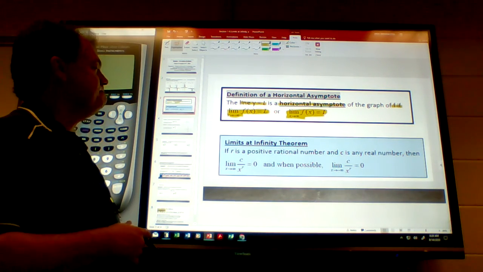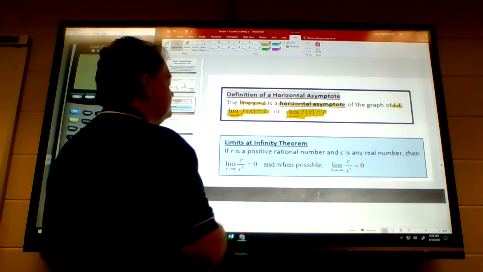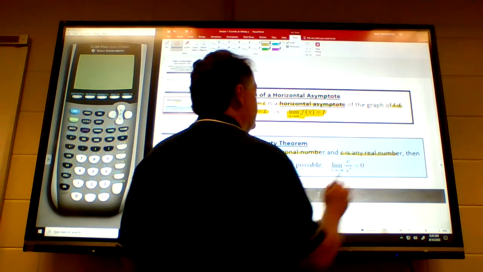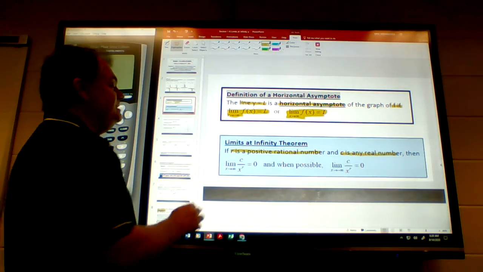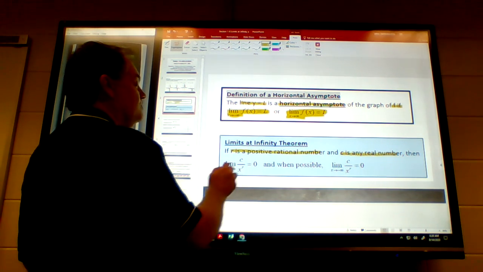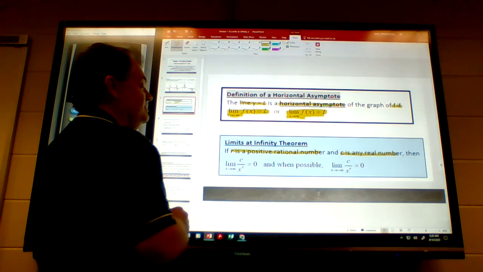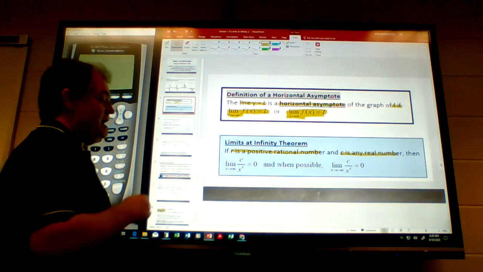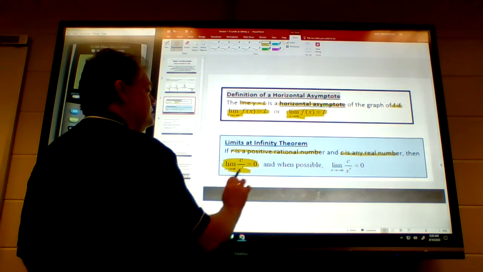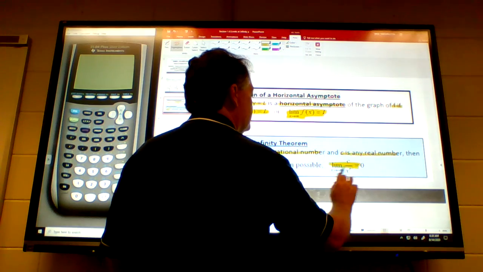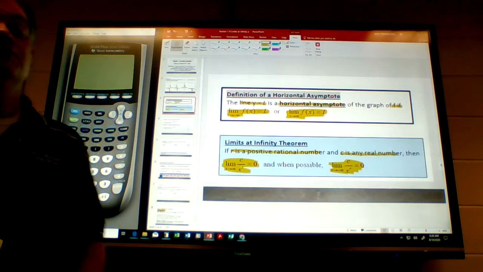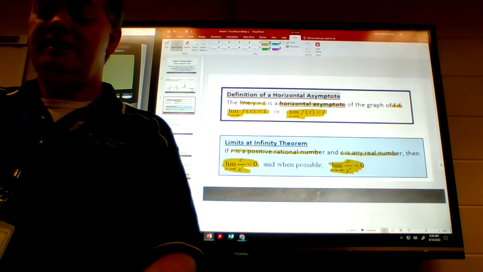horizontal asymptote. Now, some other important terminology. R is a positive rational number, and C is any real number. It's saying that the limit as x approaches infinity of any component over x to the r is going to have a limit of 0. So the limit as x approaches infinity will be 0. And the same thing goes for negative infinity. It'll also be 0. We're going to do some examples of that, what that means here in just a moment.